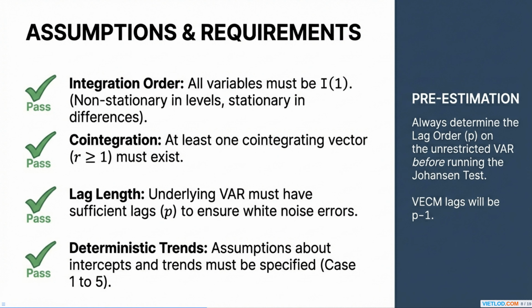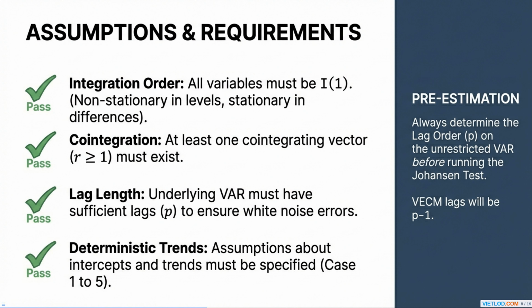This slide outlines the critical assumptions and requirements for effectively using a vector error correction model. First, all variables must be integrated of order 1, or I(1). This means they are non-stationary in their levels, but become stationary after taking their first difference. Second, there must be statistical evidence of cointegration. The Johansen test must indicate at least one cointegrating vector, meaning the rank R must be greater than or equal to 1. This confirms the existence of a long-run equilibrium relationship.